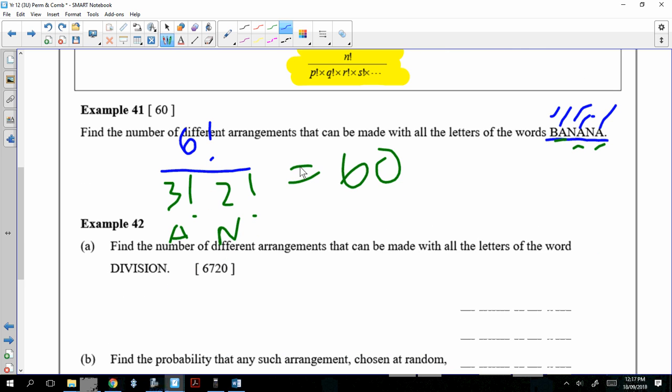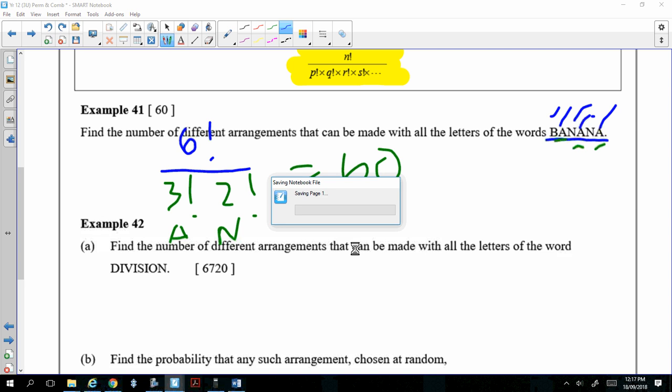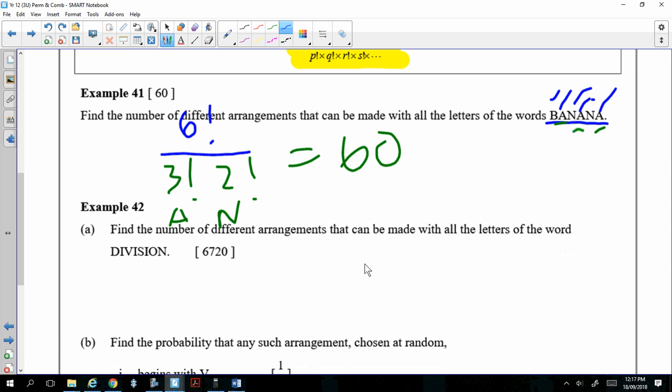All right, try A. Find the number of different arrangements that can be made with all the letters of the word DIVISION. Okay, I've shown you the formula. It's very easy. Okay, have a try. Give you a minute or so. All right, some people have finished. We'll go through.